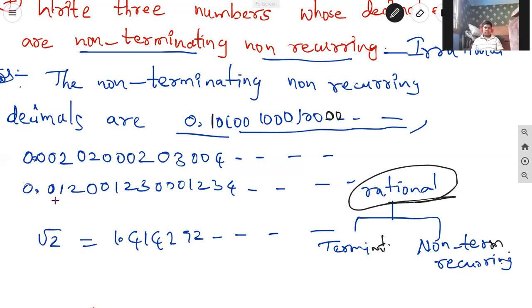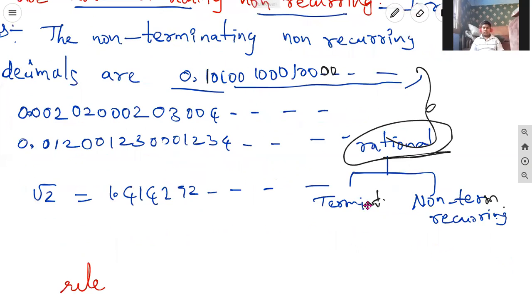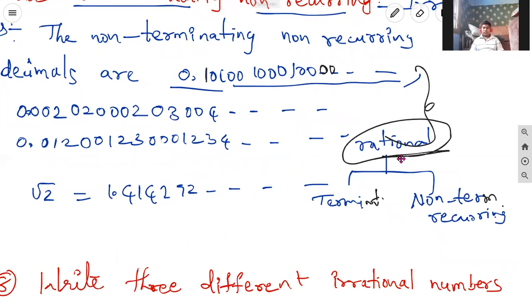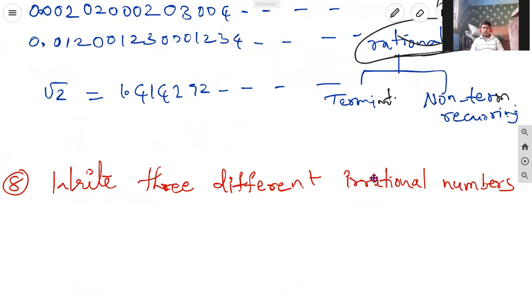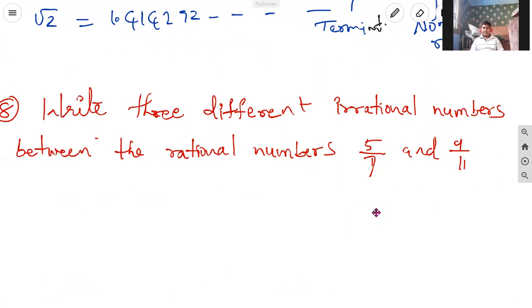And here the third one, I am taking 0.012001230. There is no relation, no repeated numbers. So such numbers are non-terminating, non-recurring decimal expansions. You should remember, rational numbers are in two forms. One is terminating, another one is non-terminating, recurring. Irrational numbers are only expressed in non-terminating, non-recurring. It is very, very important for MCQs.